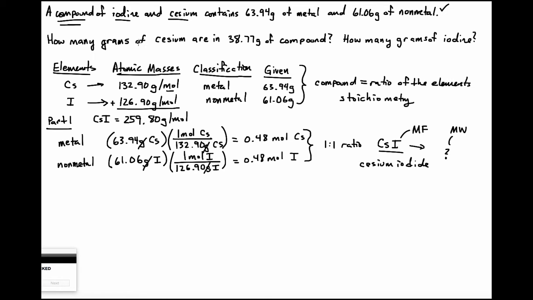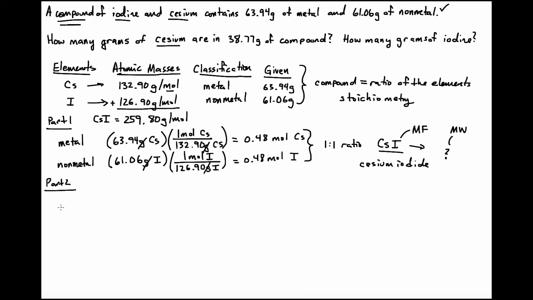So for part 2, we're going to have to use the information from the first part of the problem. So how many grams of cesium are in 38.77 grams of compound?